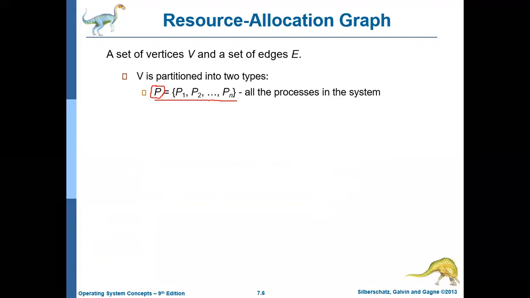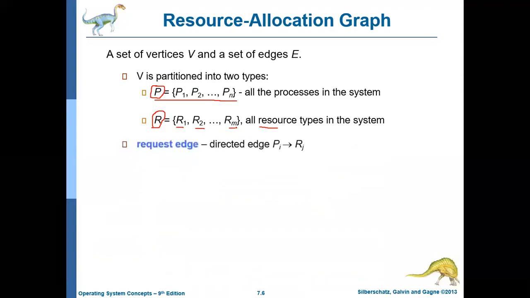As I have mentioned, there will be two types of vertices. The first type of vertex is process. The second type of vertex is resources. All the resources in the system are also represented as vertices, and resources are represented by the letter R. That is, R1 represents resource 1, R2 represents resource 2, and so on up to Rm, which represents resource m. And edges are also of two types. One is called the assignment edge.